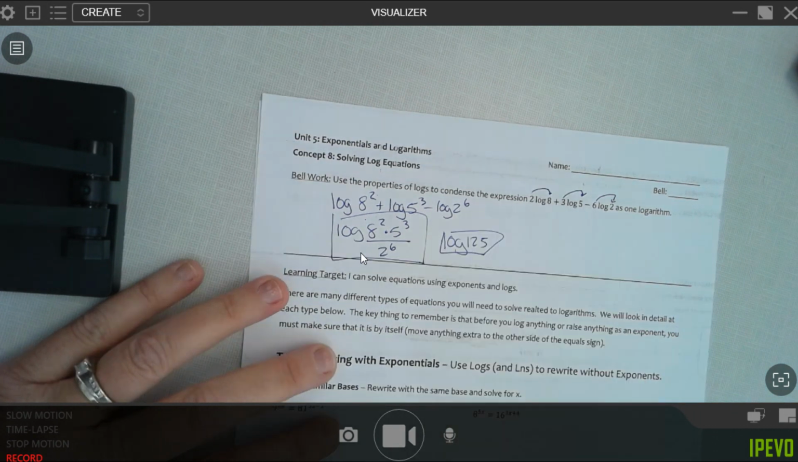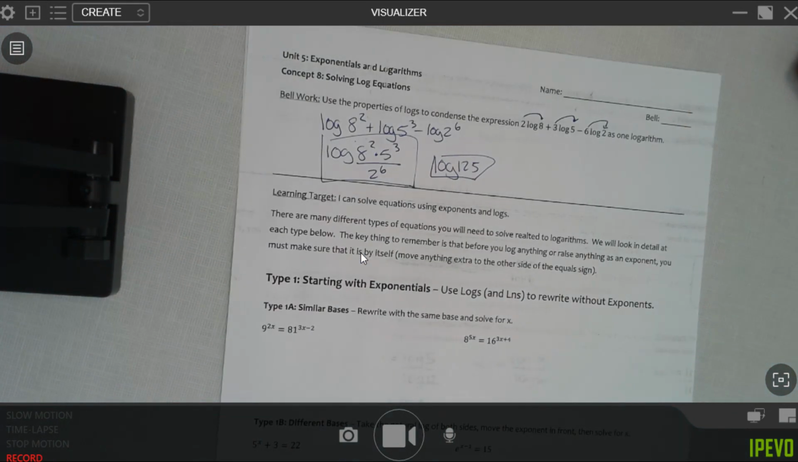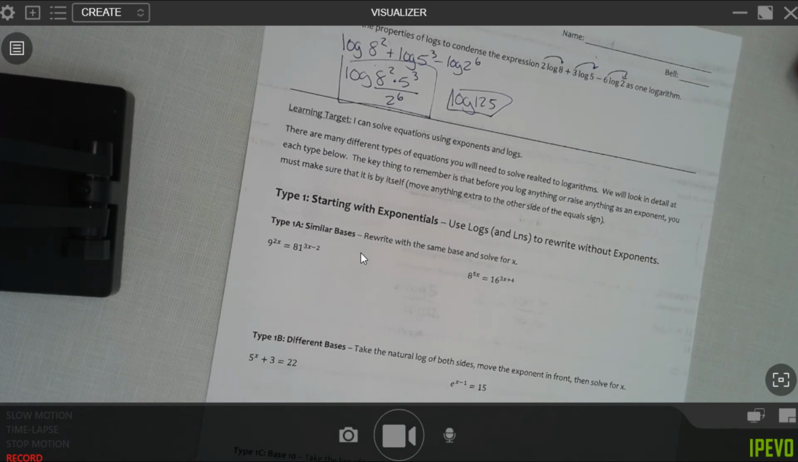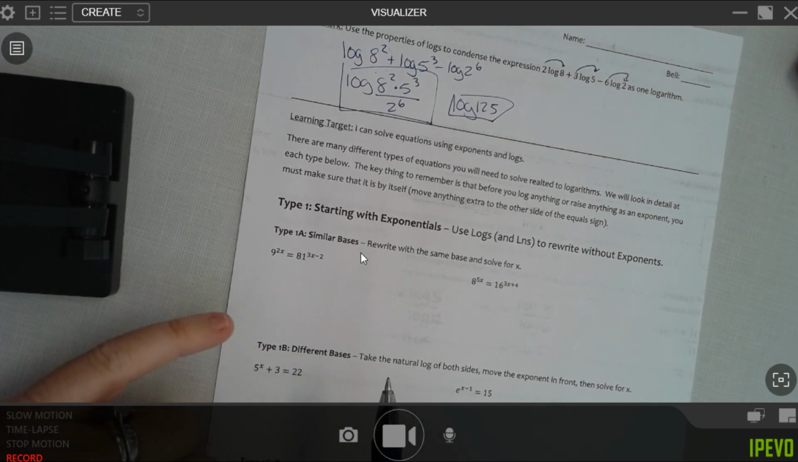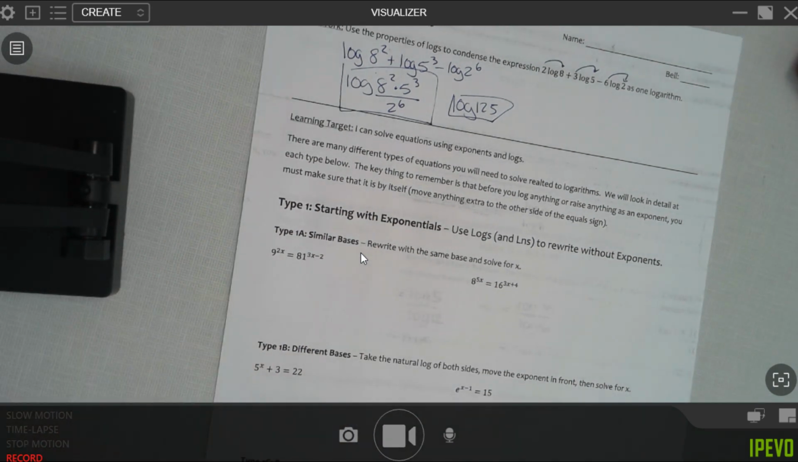All right, so today we're going to be working on solving equations that have exponents and logs on them. So today we're just going to be doing type 1 of your notes, which is solving them where they have exponents on them. So here we go. The first one here, this is if we have the same base.